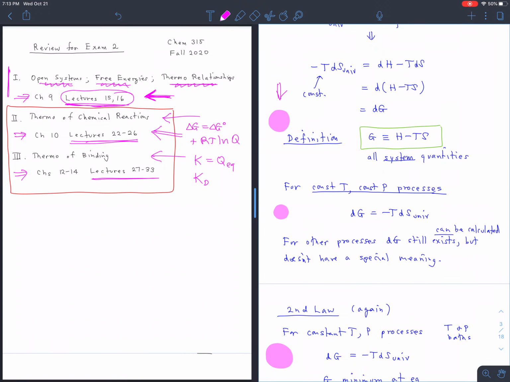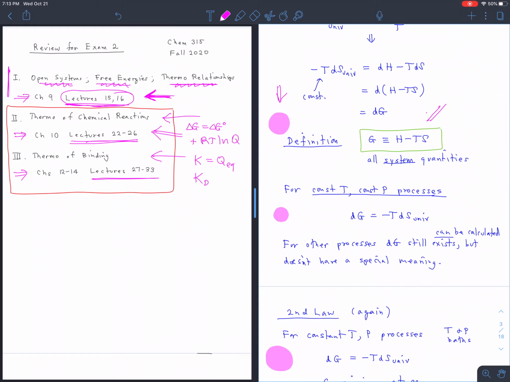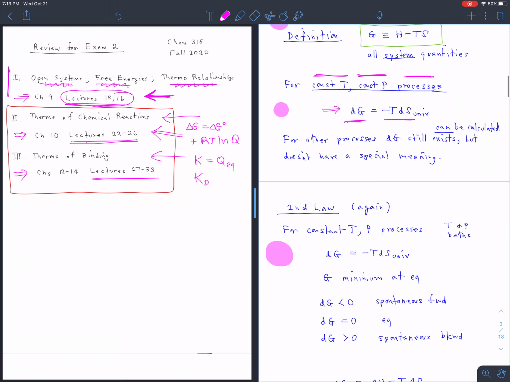The first one is the definition of the free energies, Gibbs free energy and Helmholtz free energy. The Gibbs free energy is H minus TS, and we saw that under conditions of constant temperature and constant pressure, so if there are constant T, constant P baths present, and the processes occur under constant T, constant P conditions, then the change in the Gibbs free energy is proportional to the change in the total entropy for both system and surroundings of the universe, and that's why delta G is useful.